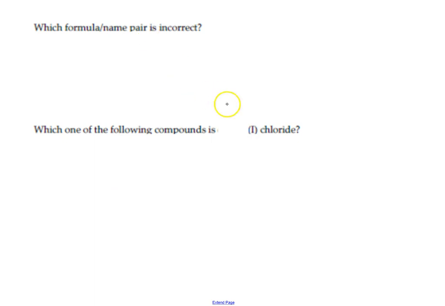Now, if this is a 1 and this is chloride, what do you know about this formula? It's already balanced, meaning this will not have any subscripts. That's kind of nice. Thank you.